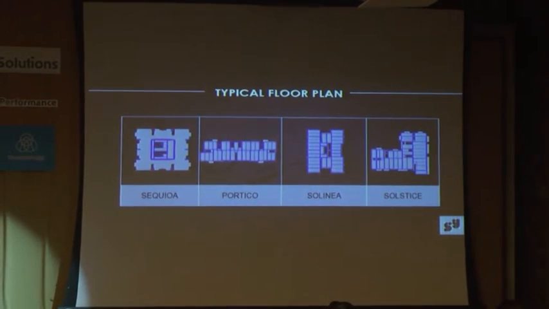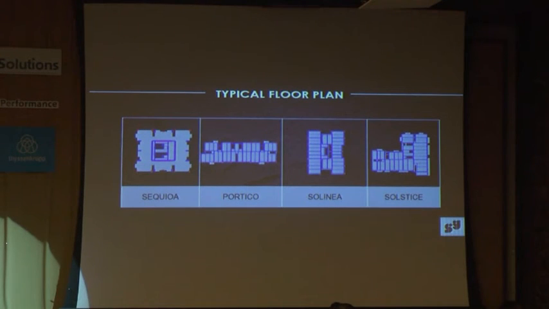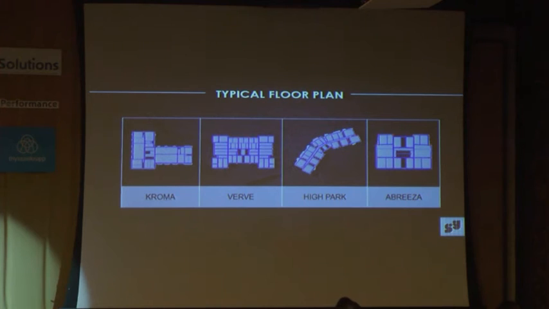Sequoia is a post-tension slab system with outrigger columns and a central core wall. Portico, Solinea, and Solstice are dual systems with conventional frame of slabs and girders. Next, please. Next is Chroma. It is a combination of flat slab and perimeter beams. Verb and Ariza are conventional systems with both slabs and girders. But for High Park, even though it has a conventional system, there's a lateral force resisting discontinuity along the weak axis due to the absence of connecting girders.